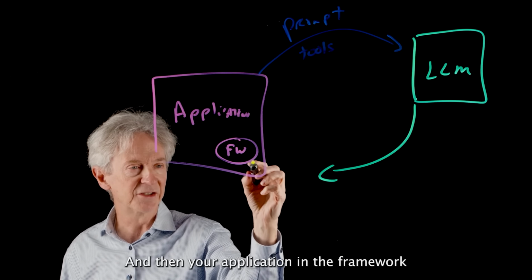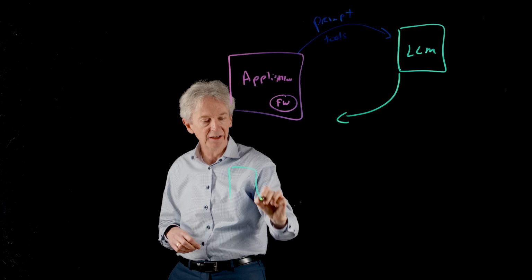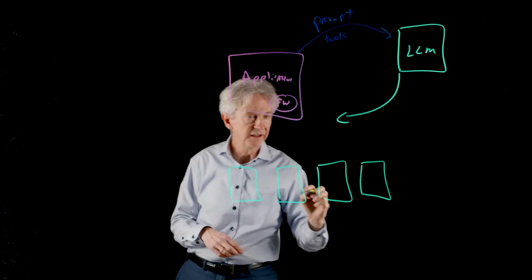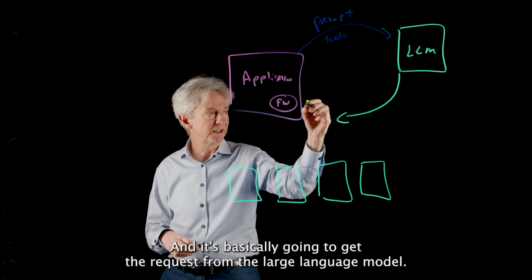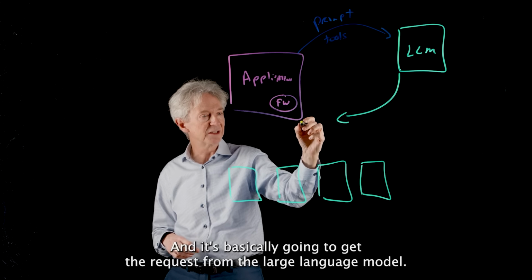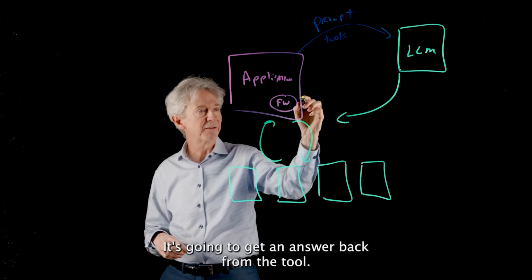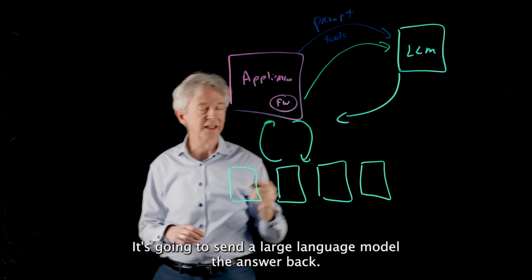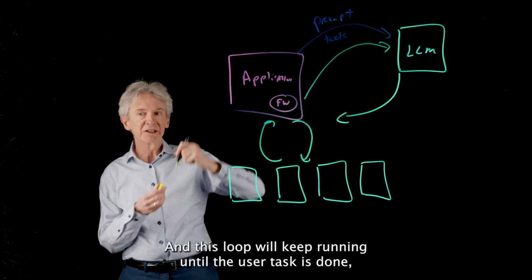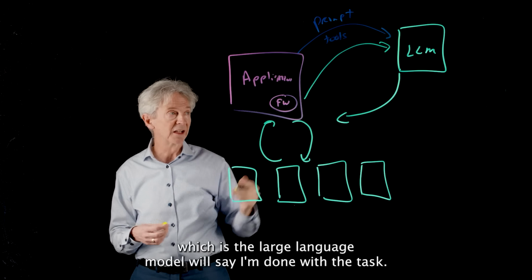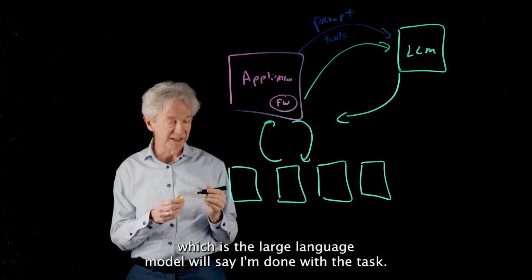And then your application in the framework will have access to all these tools down here. And it's basically going to get the request from the large language model. It's going to call one of these tools. It's going to get an answer back from the tool. It's going to send the large language model the answer back. And this loop will keep running until the user task is done, which is the large language model will say, I'm done with the task.